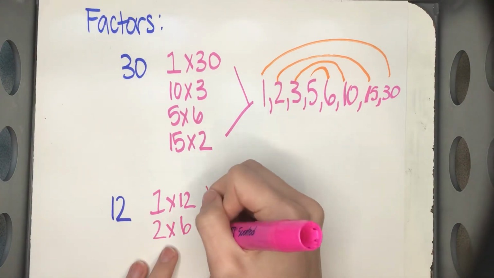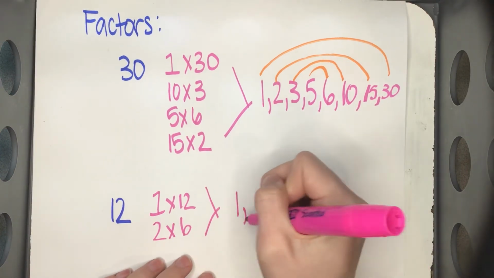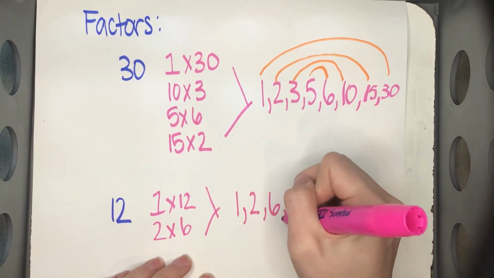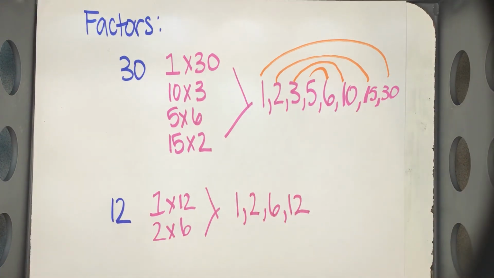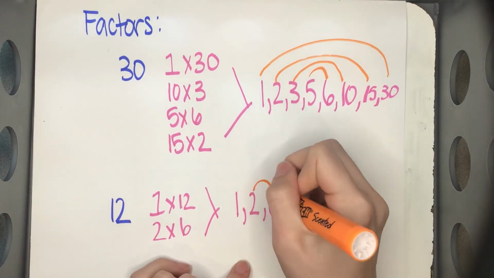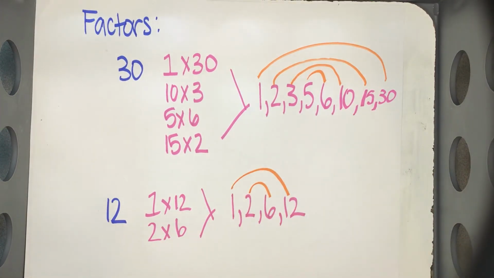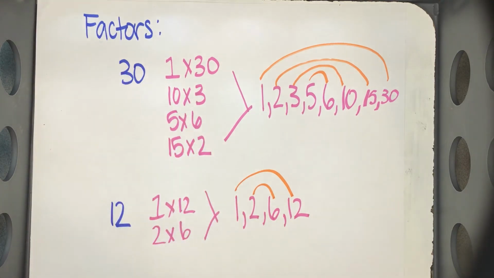So if I want to make my factor rainbow, I'll put them in order: 1, 2, 6, and 12. And then we're going to make a rainbow. And that is how we determine factors. For today, we are going to go beyond just listing factors, and we're going to make something called a factor tree. So we've made factor rainbows, now we're going to make a factor tree.